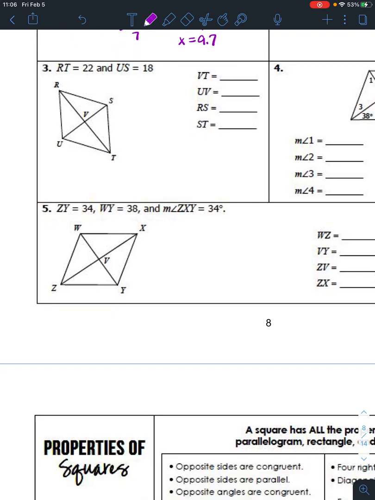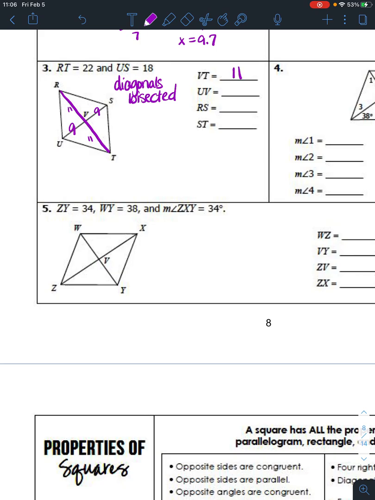So number 3, let's label our pieces. RT is 22. So I know RT is this entire diagonal. I know that the diagonal's been cut in half, so I might just go ahead and split that in half just to have it. And then US is 18, so I'm going to go ahead and split that in half also. Let me take away this 22 to get it out of the way. So I know that this is also 9. I know that because the diagonals are bisected. You might want to put that in your notes.